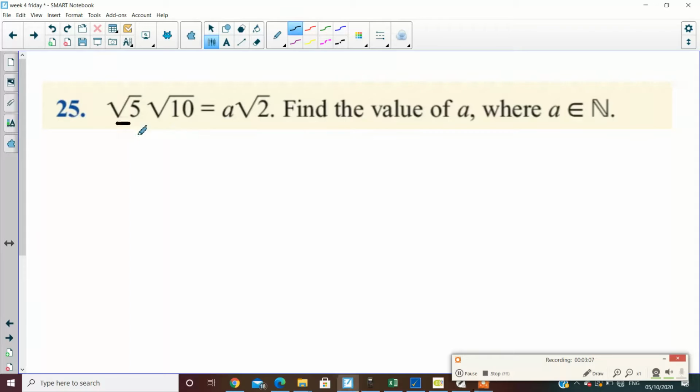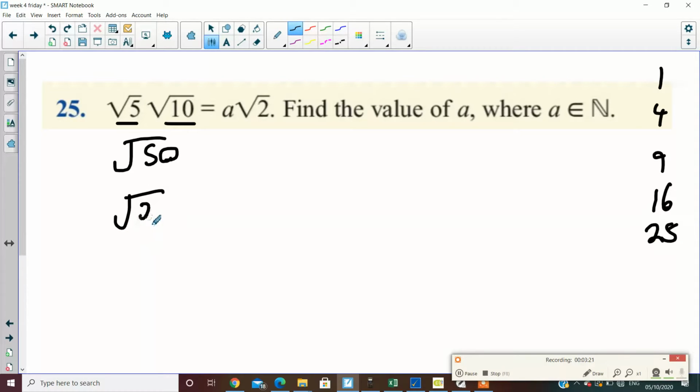Now, root 5 times root 10 is root 50. Root 50 can be broken up into what? Yeah, you're going to go for 25. So it's going to be root 25 times root 2. And what's root 25 times root 2? This implies that a is equal to what? What's a equal to then? 5.